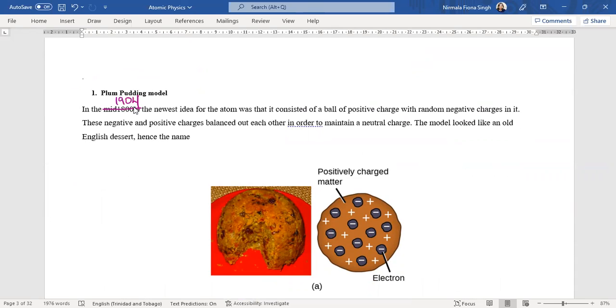We already had an idea that matter was made up of very small things that bind it together to give us everything that we see around us. But now we were trying to figure out exactly what lies inside of our materials. So in 1904, this was proposed by Sir J.J. Thomson. In 1904, he proposed our first model.